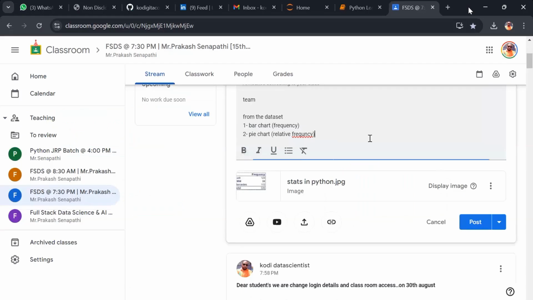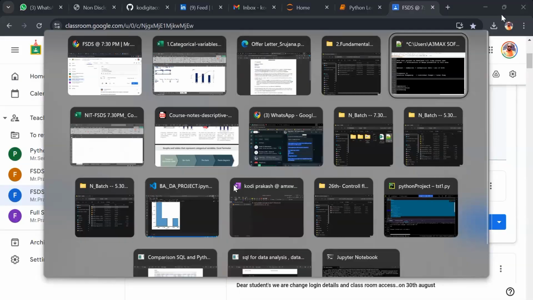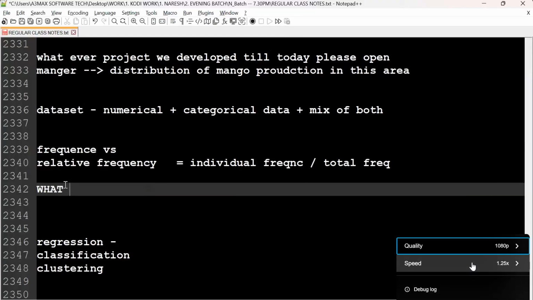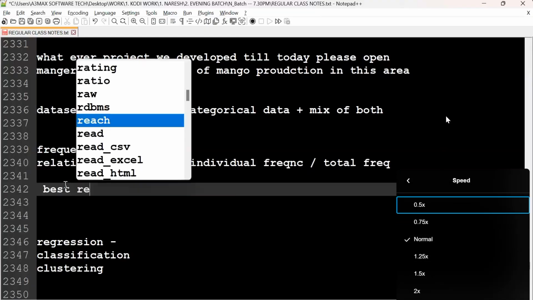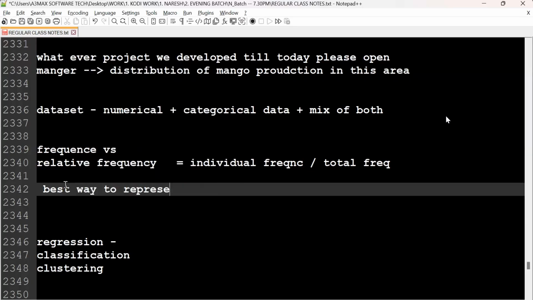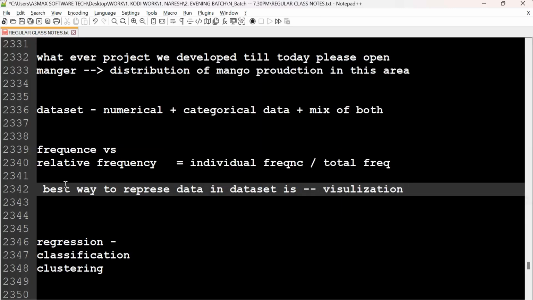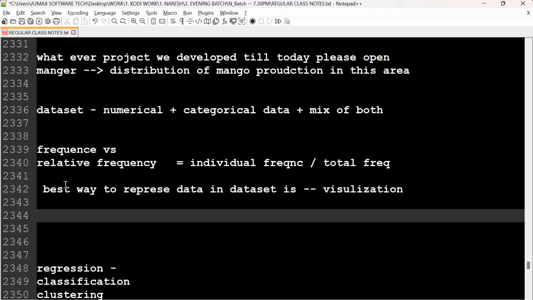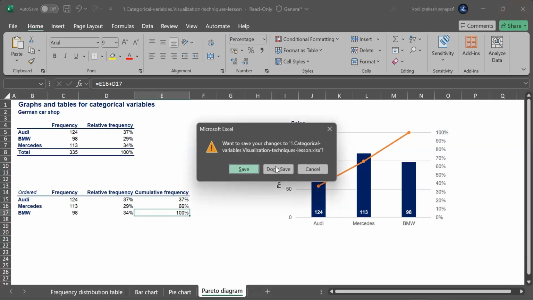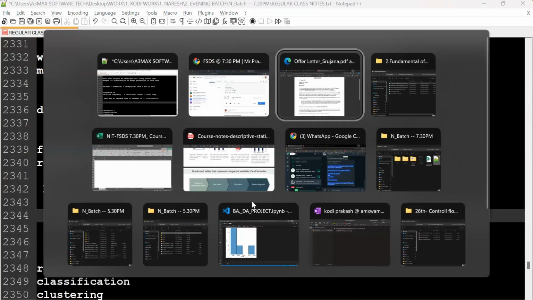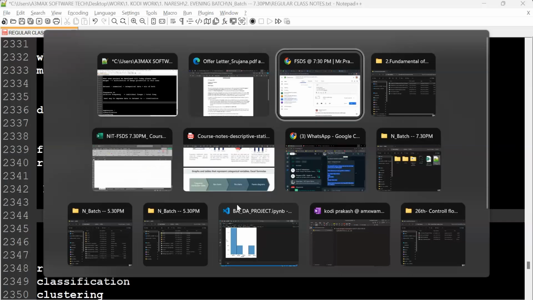Are you guys clear? So what is the main aim of explaining this topic? Whatever data we have, the best way to represent the data in the data set is visualization, which we have already done. Are we clear on this part? Okay, let me close. Don't save. All right. Okay, this part we are done.